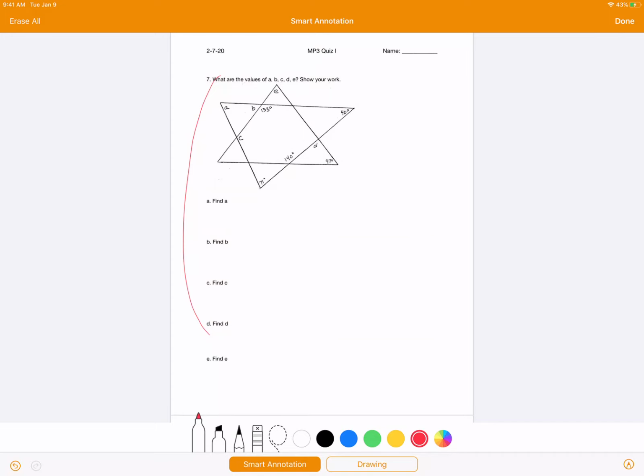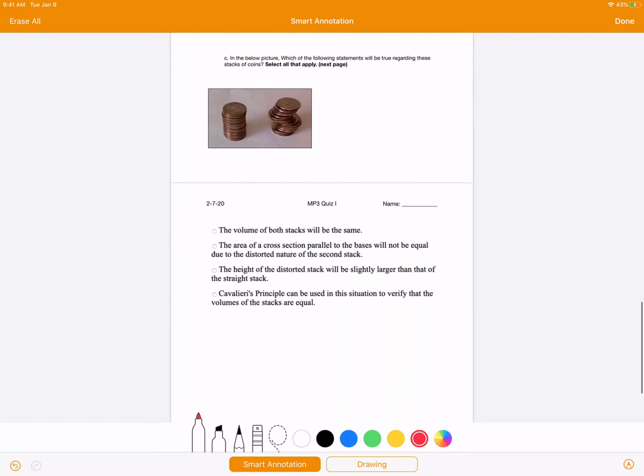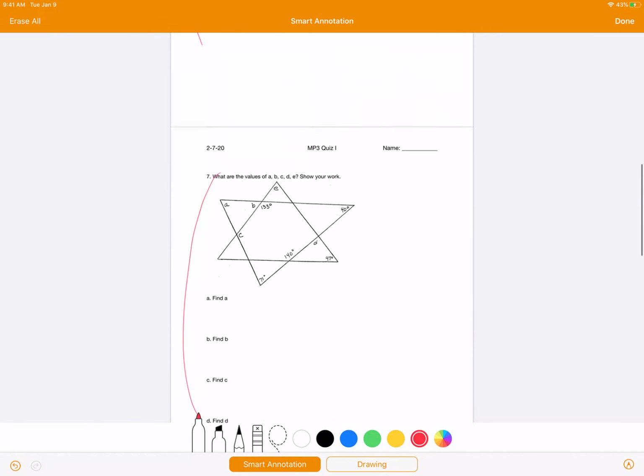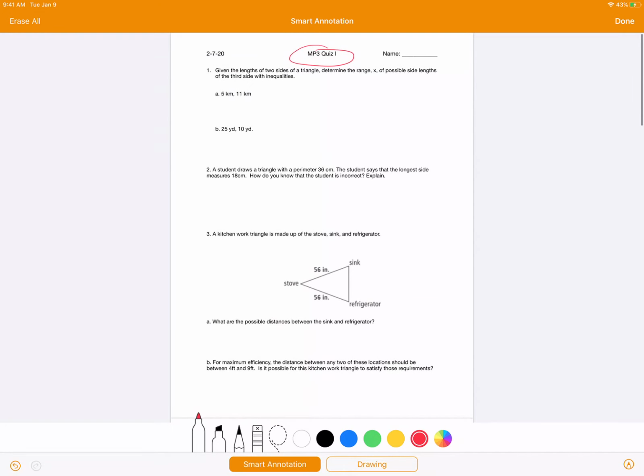So what I would like you to do is try these questions on your own first. I'm not going to go over every single detail of this question, but I will make sure that I upload the answer key for you as well. And the last part is Cavalieri's principle and that kind of thing. So these three topics are meshed into one, so there are a lot of things that you need to be accountable for.